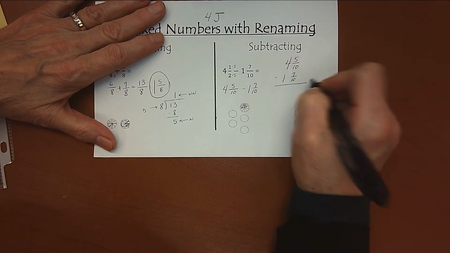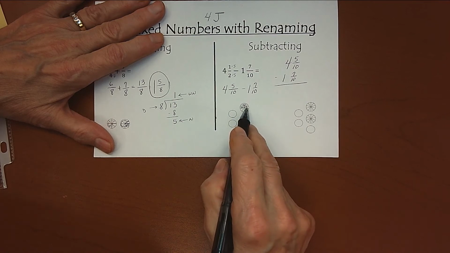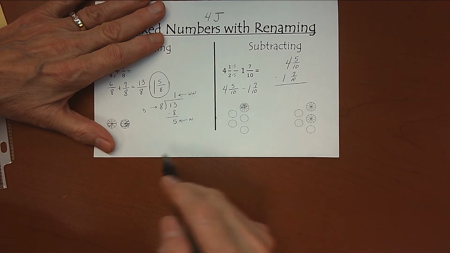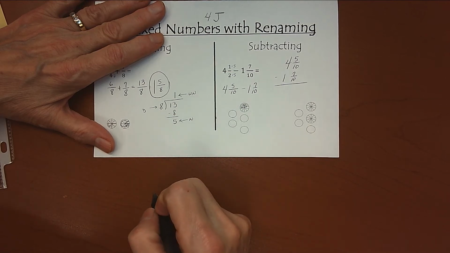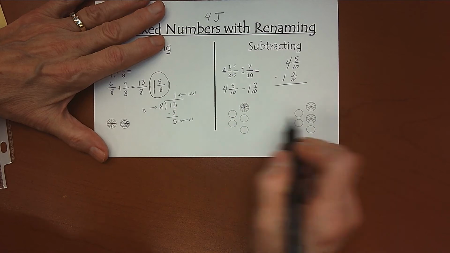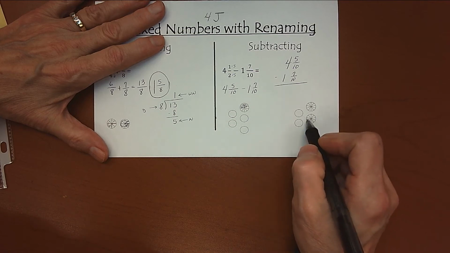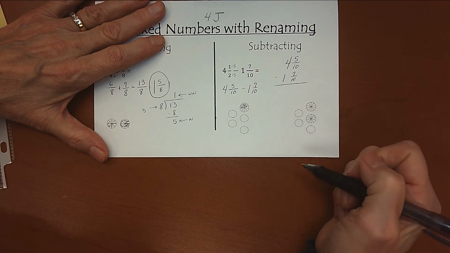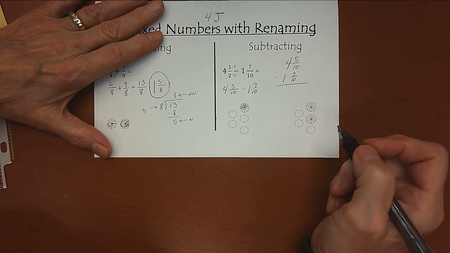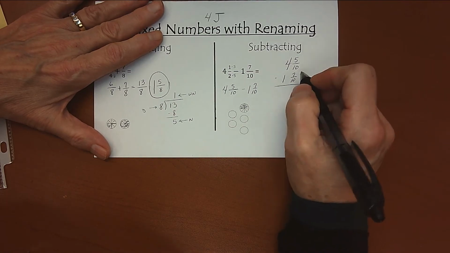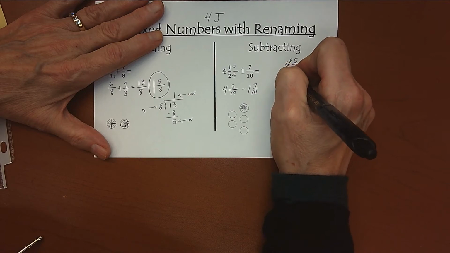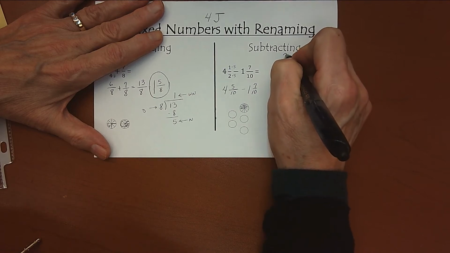Now we get a problem. We've got only 5/10 over here, and we want to subtract 7/10 out of there, so we don't have 7/10 to subtract. And so we're going to change one of our whole numbers here into tenths as well, so that we can take 7/10 out of it. All right, so we're going to do that by borrowing. So we're going to borrow from the 4, and that will become a 3.